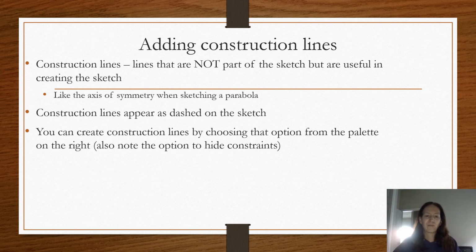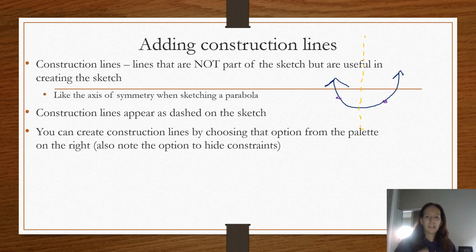So for all my Algebra 2 and higher people, you have all gotten to the point in Algebra 2 where you have your parabola and then you have this line down the middle, which is called the axis of symmetry. We make the axis of symmetry dashed because it's not actually part of the parabola, but it is useful in sketching the parabola because for every point that you have on one side of the axis of symmetry, there is a point on the other side the same distance away that pairs with it. That's kind of what a construction line is.